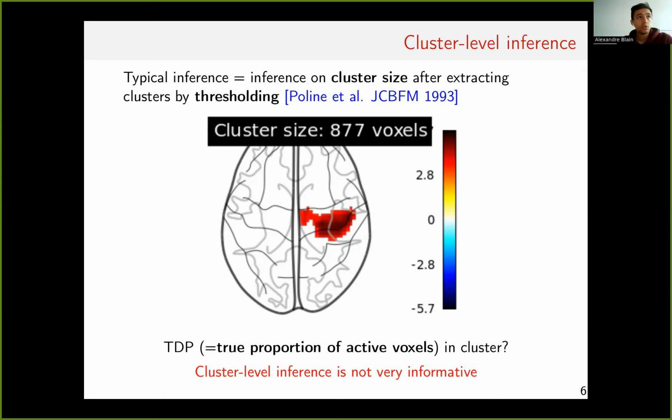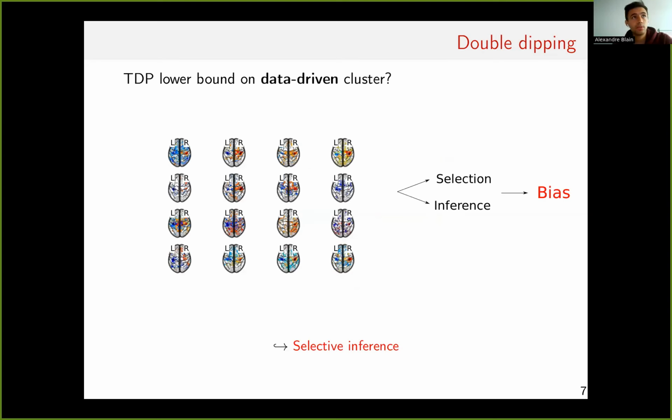Okay. So the problem that you're going to run into when trying to formulate a TDP on clusters is a problem of selective inference, in the sense that you're using the same data for selection, meaning to form your cluster, but also for inference, meaning formulating the TDP lower bound. And this can lead to huge biases in the inference that you're actually making, more precisely in terms of false positives.